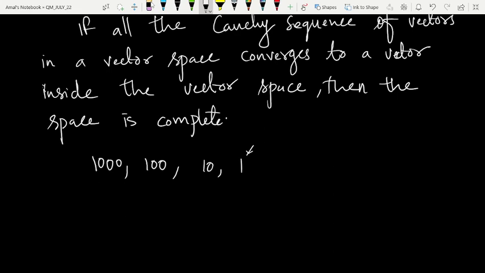So this is a particular Cauchy sequence, and if the final element that I am getting is also an element of the same space, then we say that the space is complete. In this case, this is complete because if we consider the space of natural numbers and start from some number and divide by 10, this will converge, and the element converged to will also be an element in the space, then we say that it is complete.